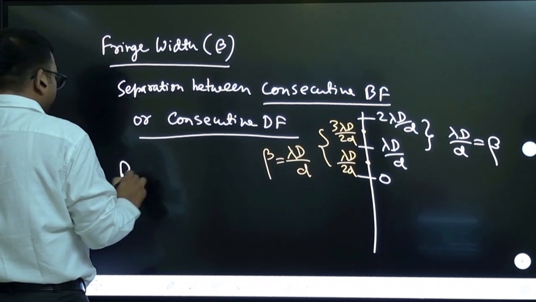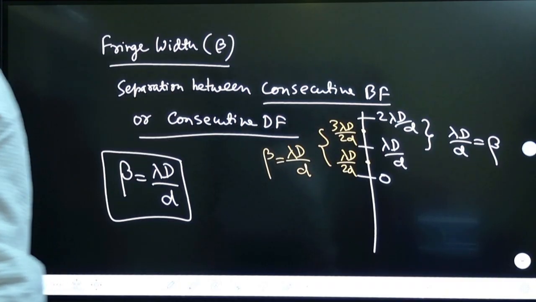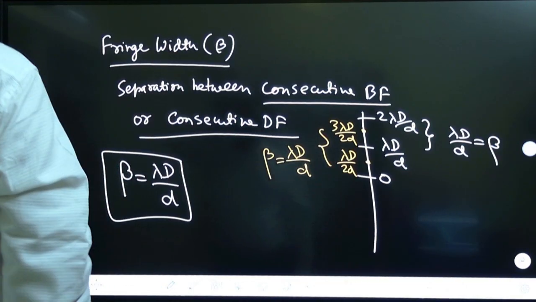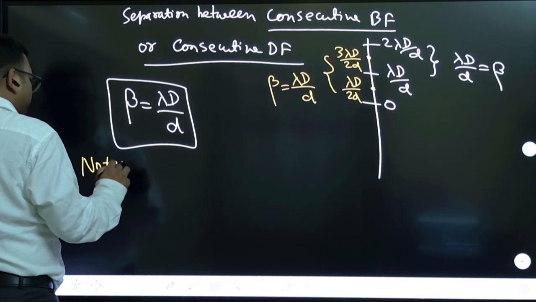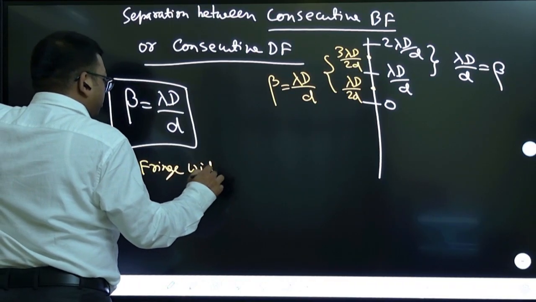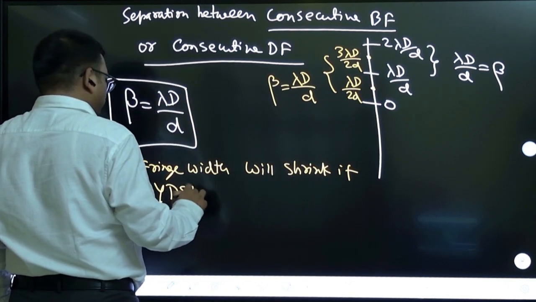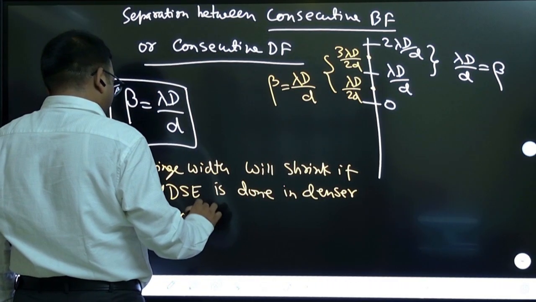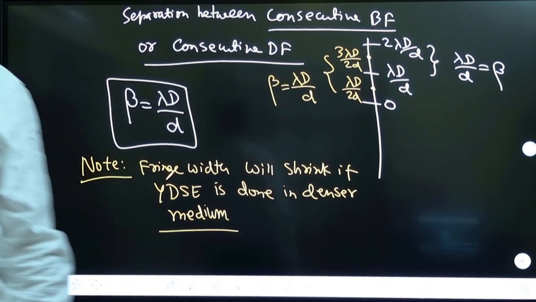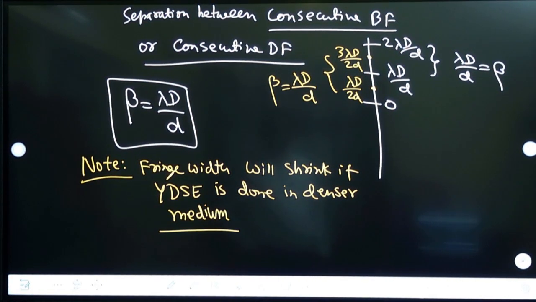Here we should note that beta, which is lambda D by d, this fringe width, can shrink if lambda changes. If you do Young's double slit experiment in water, or some denser medium, lambda will decrease. So we note that fringe width will shrink if YDSE is done in a denser medium. If you perform Young's double slit experiment in a denser medium, then what will happen? You need to understand that the fringe width will shrink, because lambda will change.